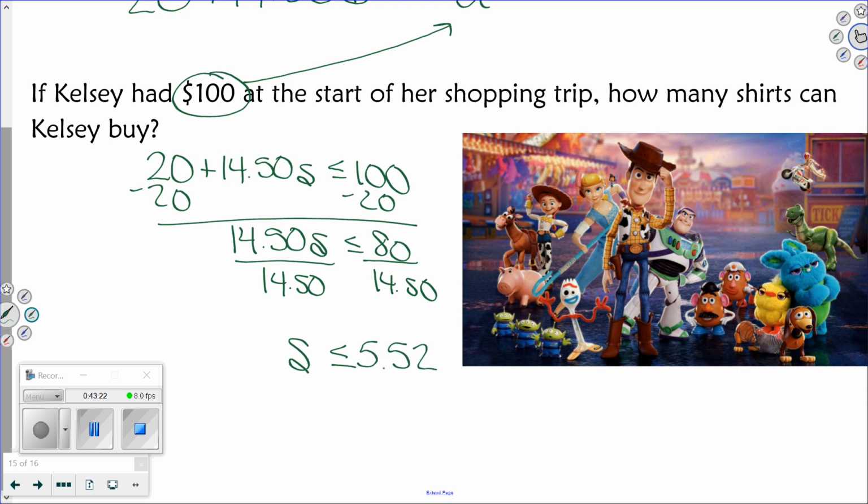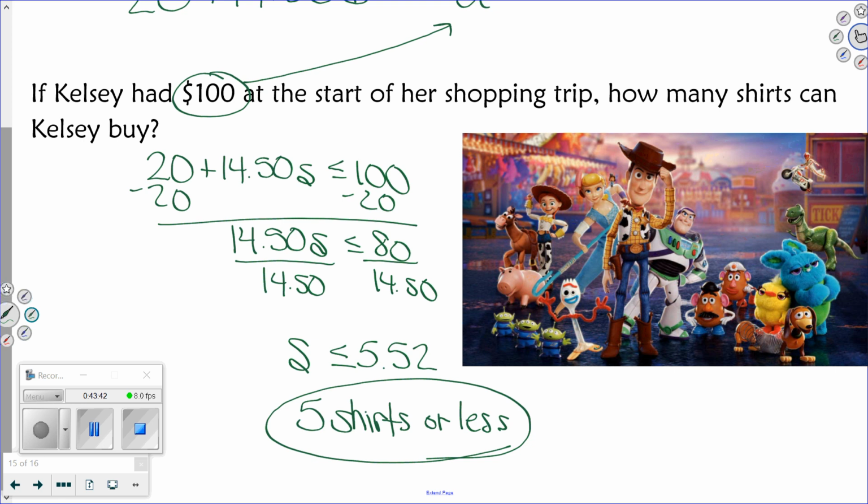Okay, it keeps on going. So the question then is, how many shirts can she buy? 5. It says shirts has to be less than or equal to this. We're not buying half a shirt. It doesn't make sense. So she can buy 5 shirts or less.